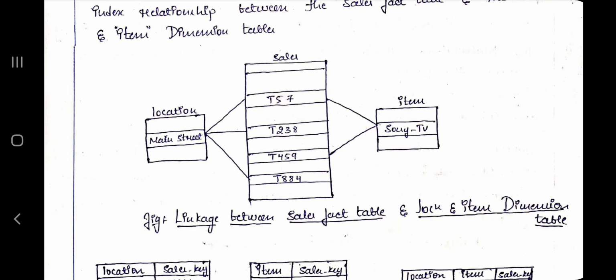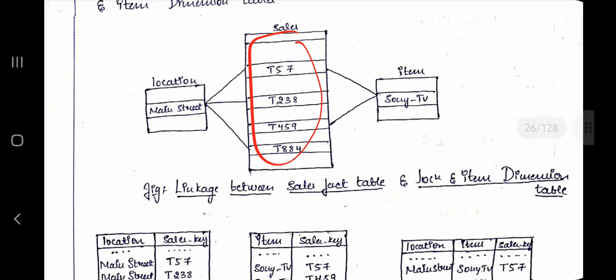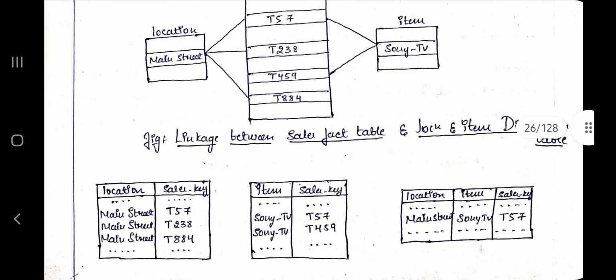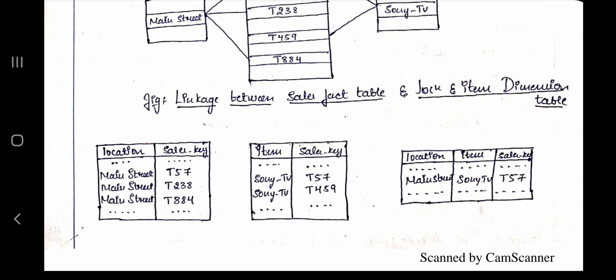Okay, so let's continue. This example is given here for sales, location and item. In the main street you buy a TV which is T57, and that is a Sony TV. You have two tables here. How many tables? Two tables. The first table will store the location and the sales key, that is, the different locations and the different sales keys that happened, and the second table will store the item and the sales key. As you can see, there is item and the sales key, right? So if I tell you to join these two tables, what is the one thing which will be common?